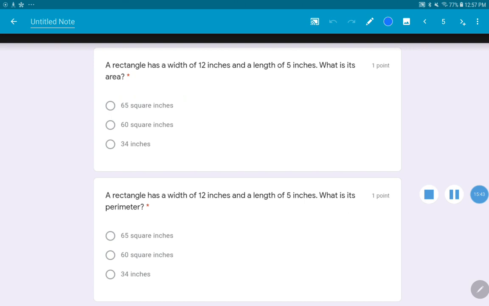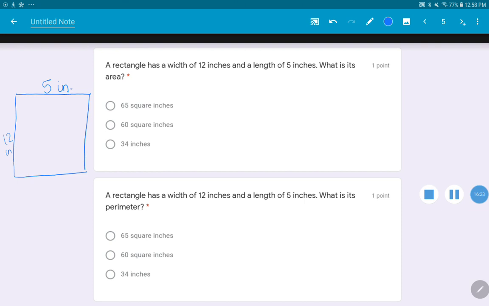All right, last thing. A rectangle has a width of 12 inches and a length of 5 inches. What is its area? 60 square. All right, so let's think about area. The width is 12 inches. The length is 5 inches. This question's asking for the area. How do we find area, Alexis? You count the whole entire thing. We're counting the squares that would be inside the whole thing, right?